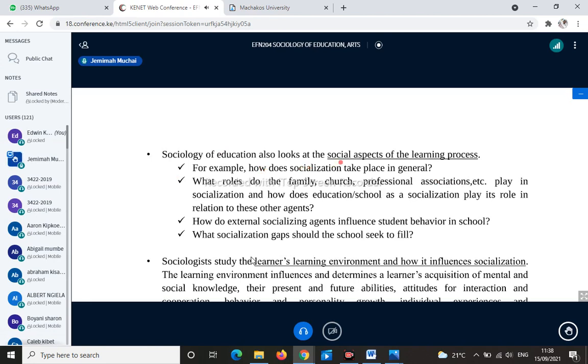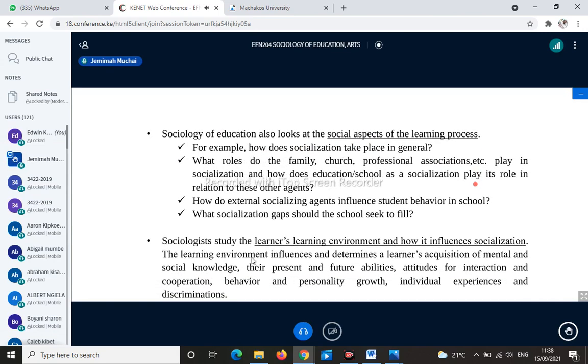Sociology of education also looks at the social aspect of the learning process. For example, how does socialization take place in general? Socialization starts at home. When the baby is born, they start learning from their mother, who is the one closest to them. They start learning immediately they are born. Within the first month, they will know the voice of the mother, the voice of the sibling and the like.